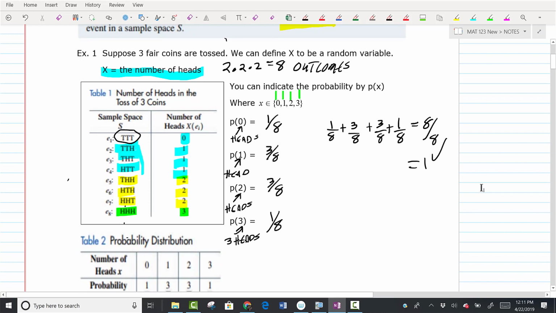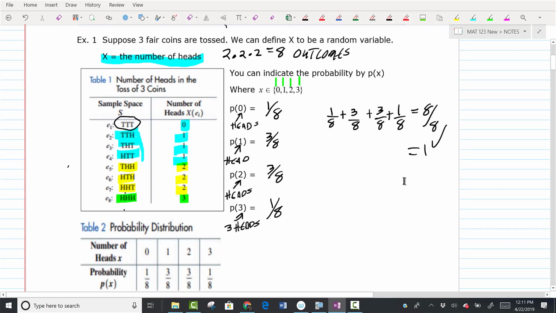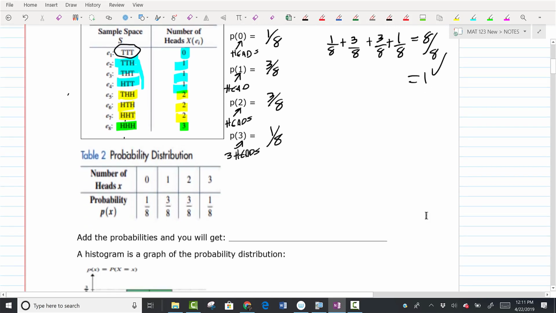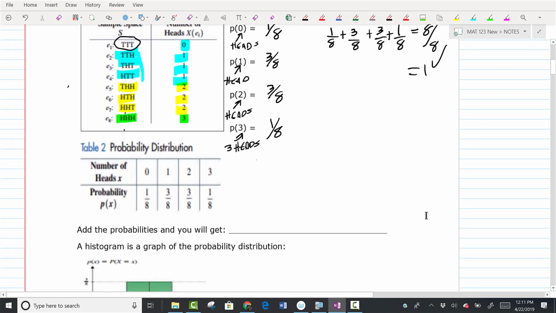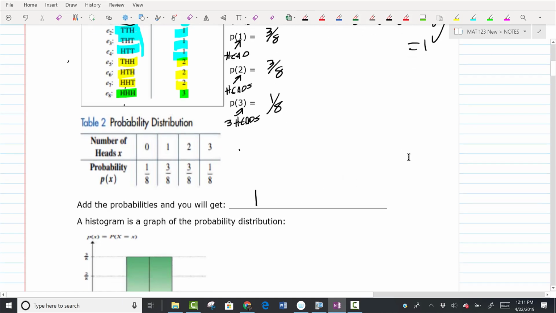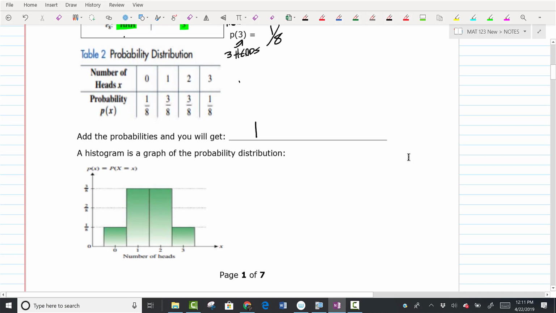Okay, we call that a random variable when we're letting it be a number of some event happening. So what we'll do on this, I've already shown you if you add the probabilities, you're going to get 1, so you'd expect that. Now, the next thing I want to do is go over this thing that we call a histogram.